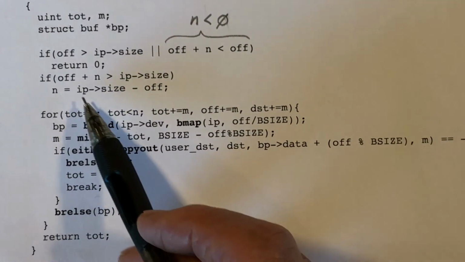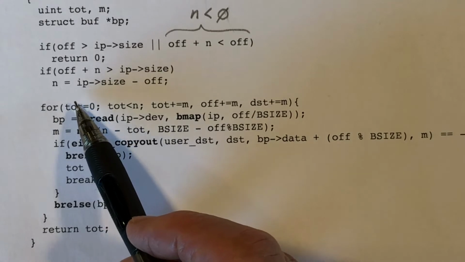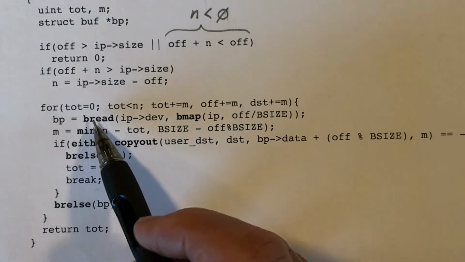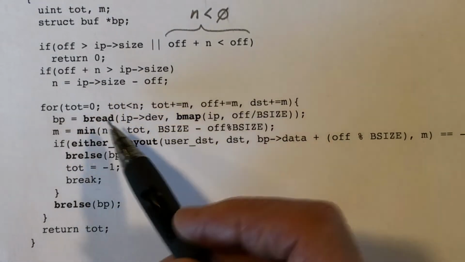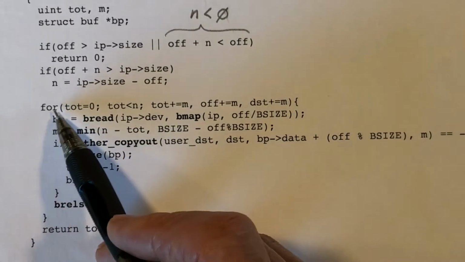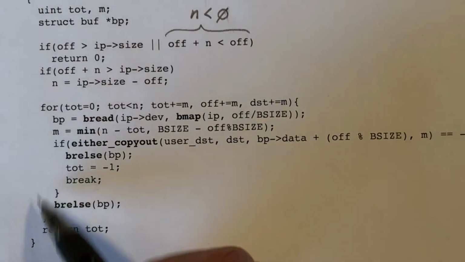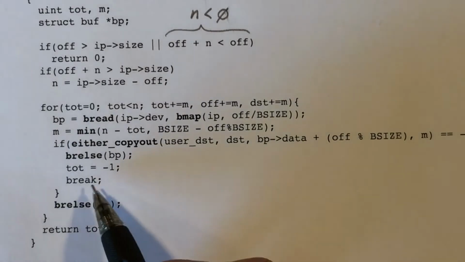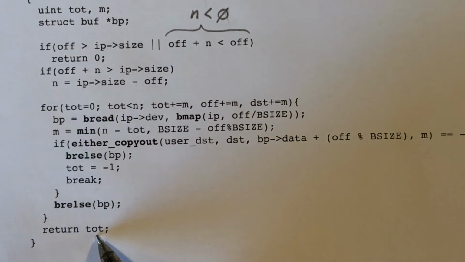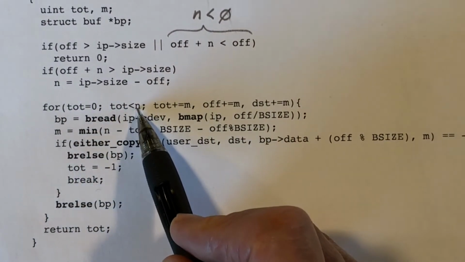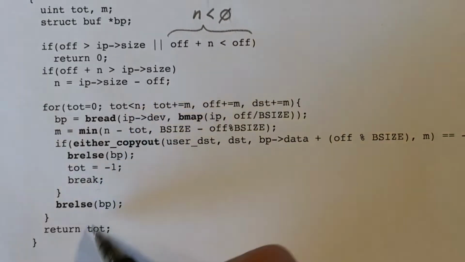So the n bytes that we want to transfer can be spread over several blocks in the file, and we need to read each block individually and get the bytes out of that block. And we'll call bread a number of times, and for each one we'll transfer using either copyout function. So this loop will transfer a number of bytes each time, and then it will finally terminate and return the total number of bytes transferred. So we start total at 0, and we end when we've transferred n bytes, and then we return the number of bytes that we've transferred.